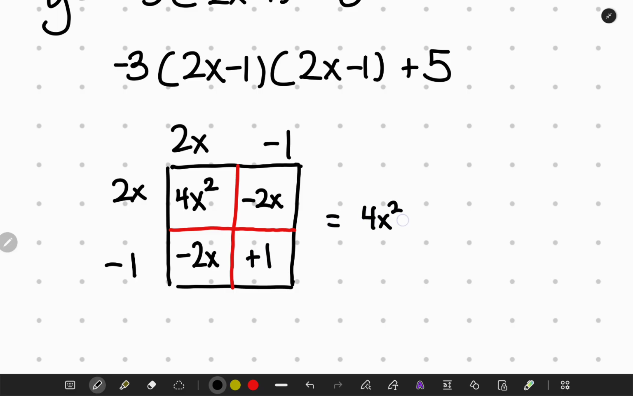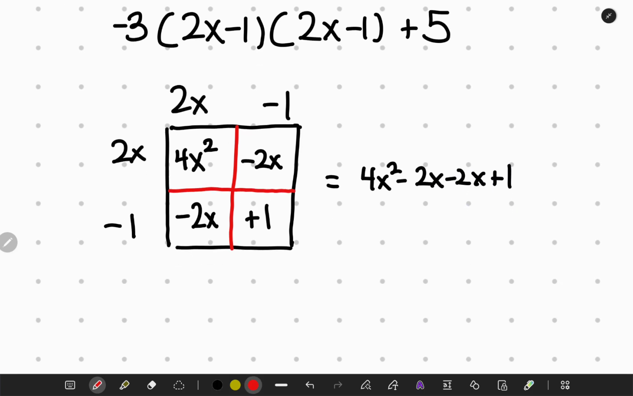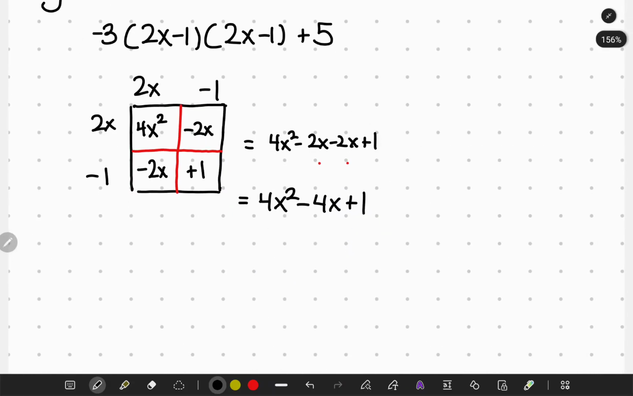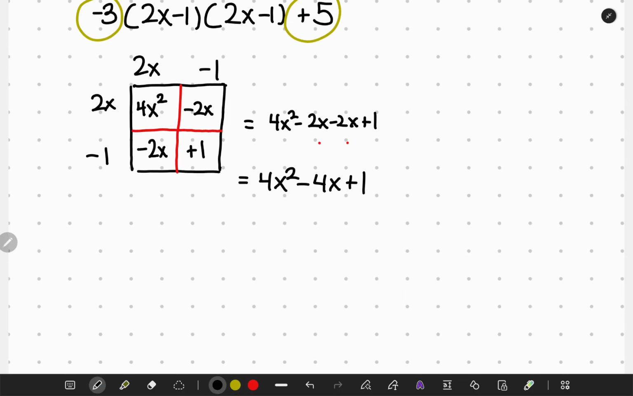I'm going to fully write this out. And I notice that just like before in the previous answer, I can combine like terms. I notice that this is an x, this is an x. So what I can do is I can combine them and see that I get 4x squared minus 4x plus 1. But I'm not done yet. And the reason why is because I have here the negative 3 and the positive 5 that I didn't use. So I need to use them.